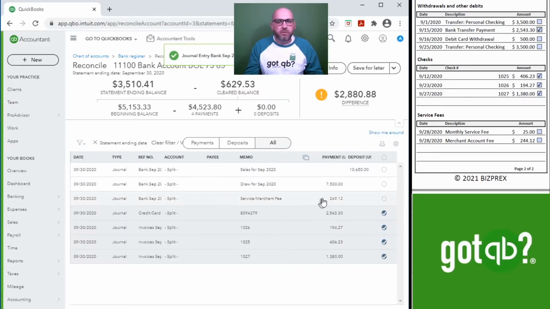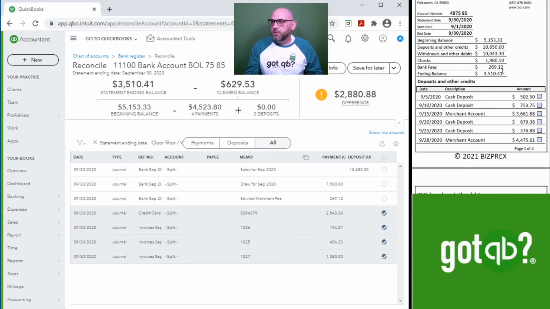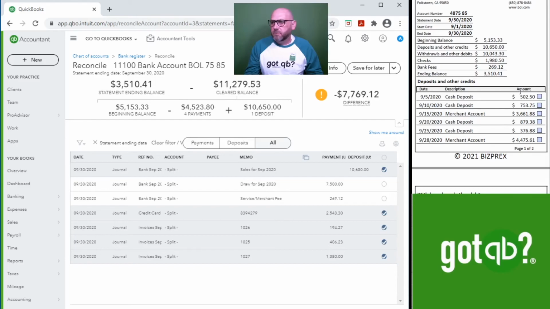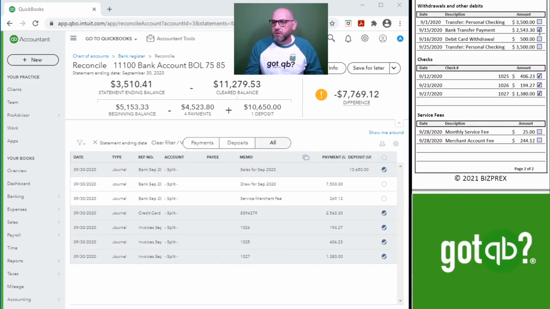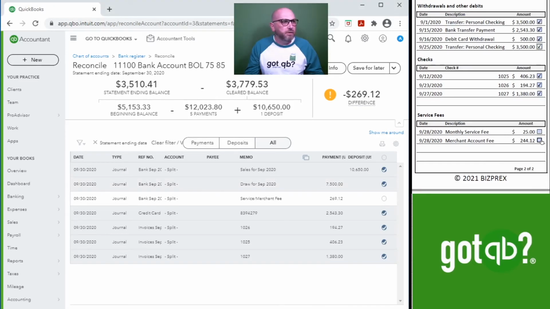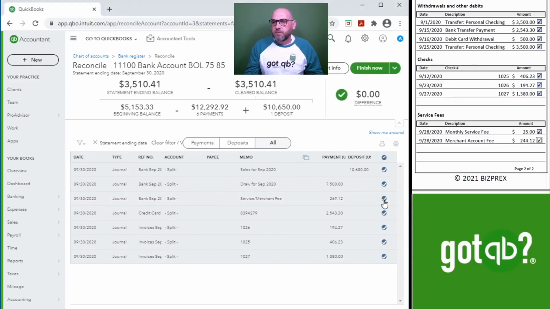Back to our reconciliation window. So here it is, right? We know that all of these deposits right here sum up to 10,650. So here it is. We can check this off. All right. What else do we have? Well, we know that all of these draws add up to 7,500, and the fees combined add up to $269.12. Here we are. We're at zero, right? That's what we wanted. That's the objective of every reconciliation. We're going to finish it up.